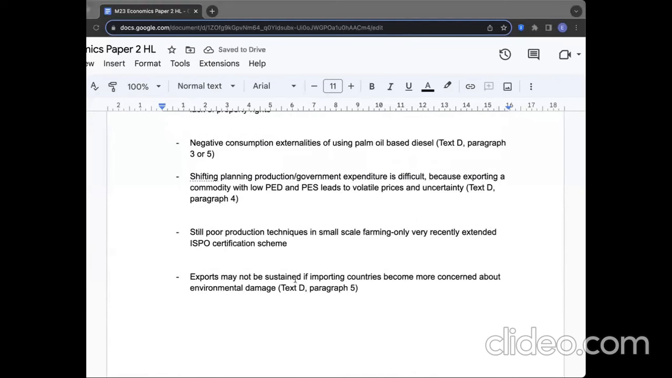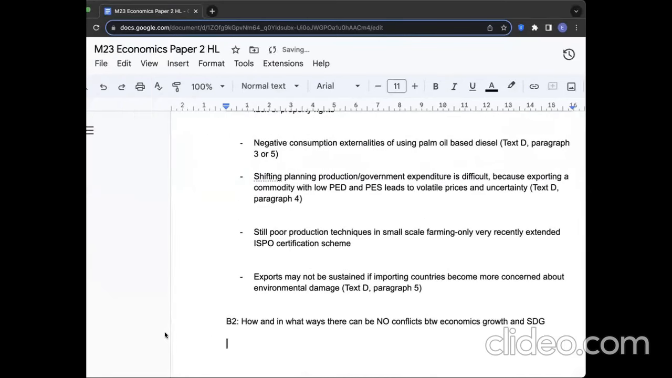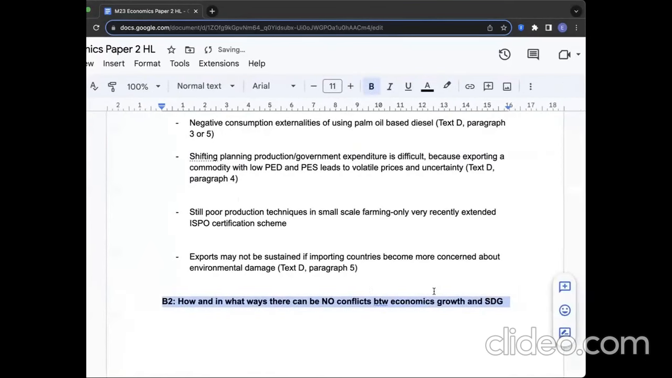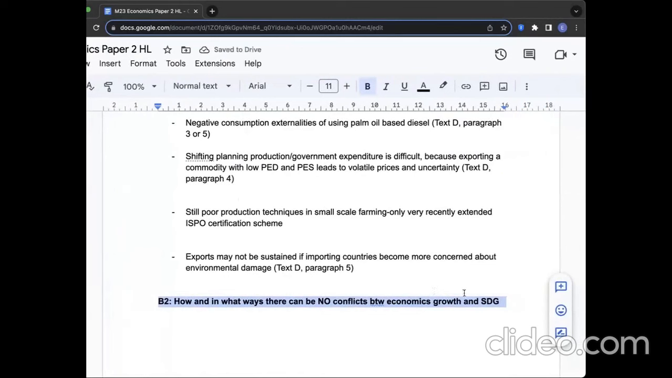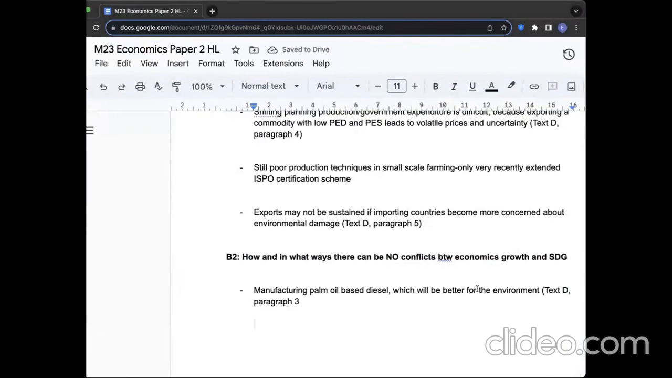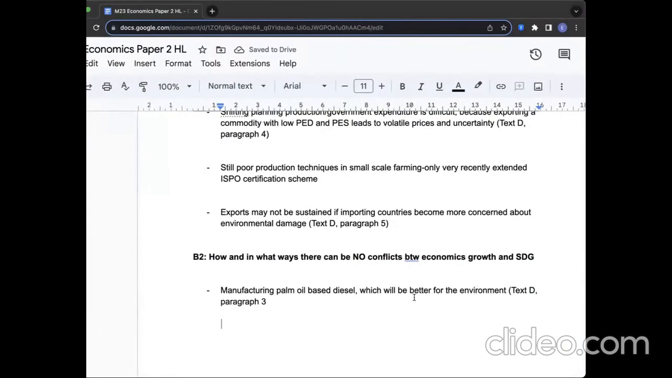Second body, I'm going to talk about the other side of the idea, which means, yes, the country can achieve both goals at the same time without conflict. In other words, how and in what ways there can be no conflict between economic growth and sustainable development goals. So first, I want to point out the idea that manufacturing palm oil-based diesel will be better for the environment.